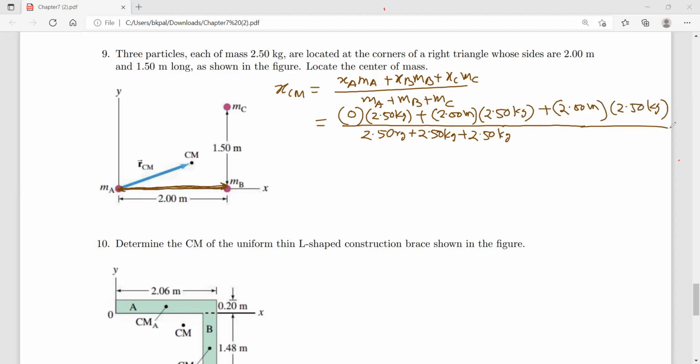Once you know how to write this equation, the next step is just plugging the numbers into your calculator, and my calculator gives me this. Similarly we can calculate YCM, and YCM is very similar to XCM. We just have to replace x by y.